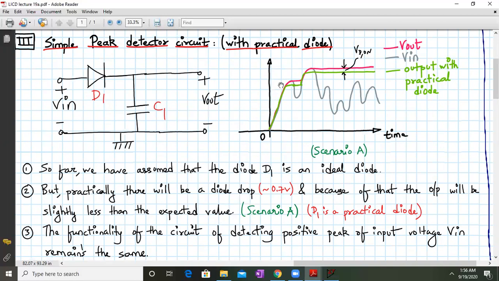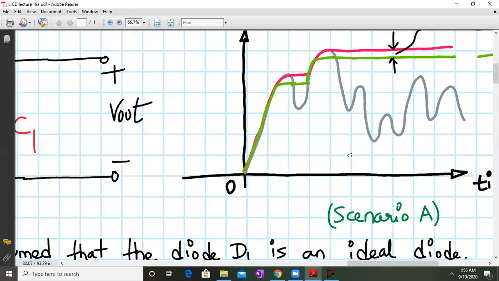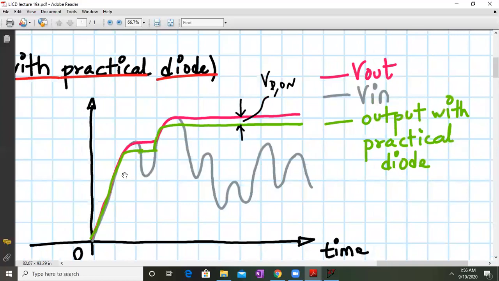So here the output, the pink color, should reach the peak, but it will not reach the peak. It will be a little bit less. Let me just show you. Yeah. So the green color is with the practical diode and the pink color is with the ideal diode, and my gray color is my Vin.